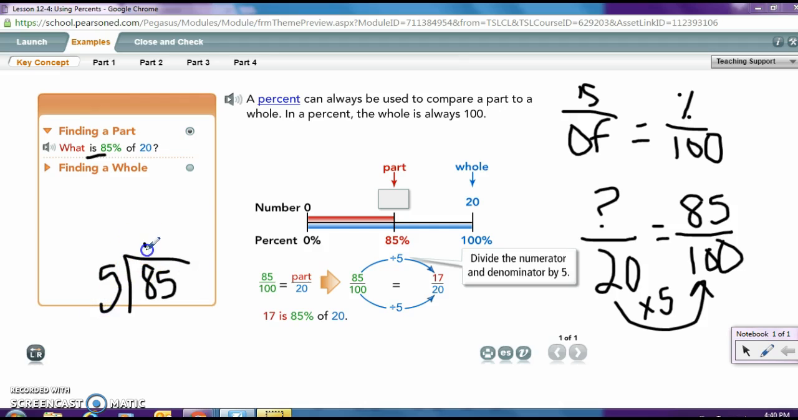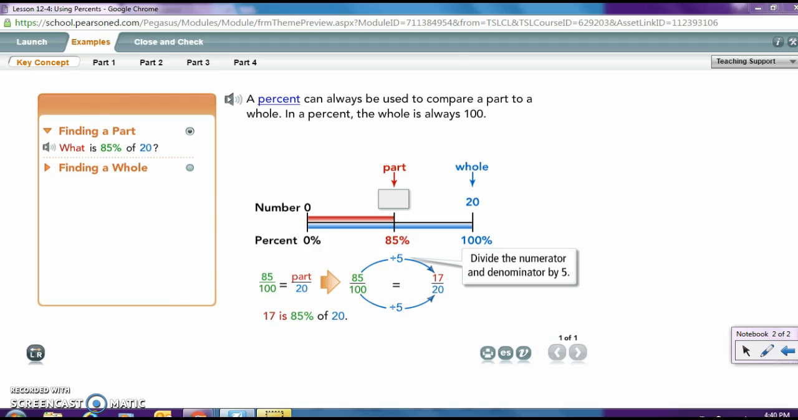5 will go into 8 once. Minus 5 is equal to 3. Bring down my 5. How many times does 5 go into 35? Well, 5 times 5 is 25. 5 times 6 is 30. 5 times 7 is going to give me 35. So that means that my question mark is equal to 17.